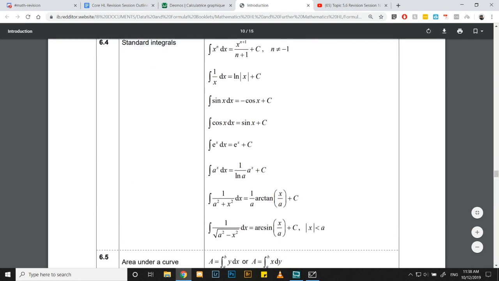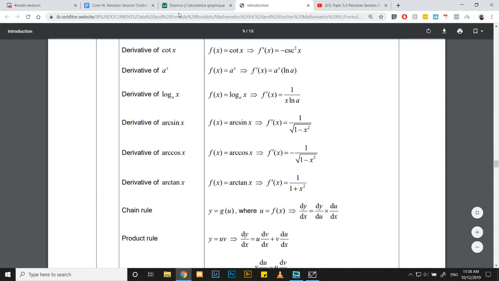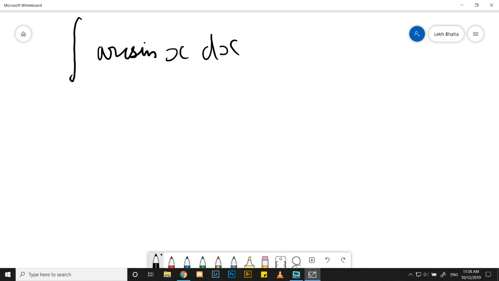The formula booklet doesn't say anything about the integral of arc sine. They say a derivative of arc sine. So you know the derivative of arc sine, and that's what you'll use to your advantage. You would convert this into 1 times the arc sine of x dx. That's what you're going to be doing.